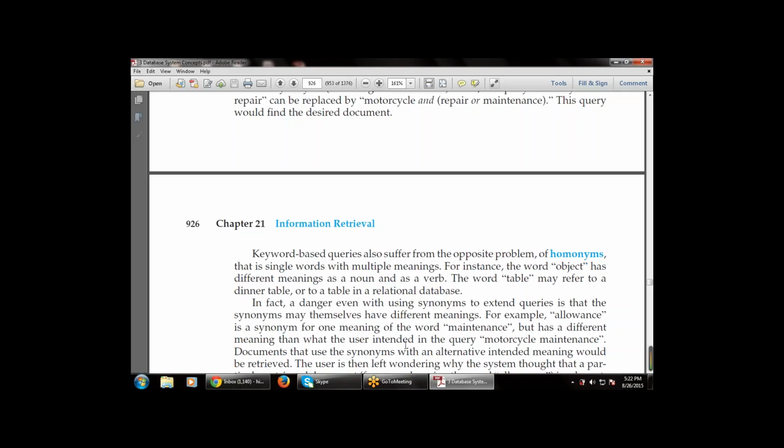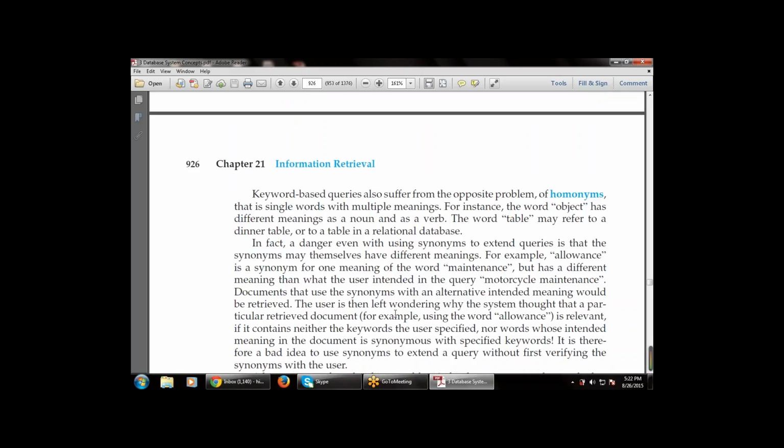Documents that use synonyms with an alternative intended meaning would be retrieved. The user is then left wondering why the system thought that a particular piece of retrieved information is relevant if it contained neither the word specified nor the keywords.